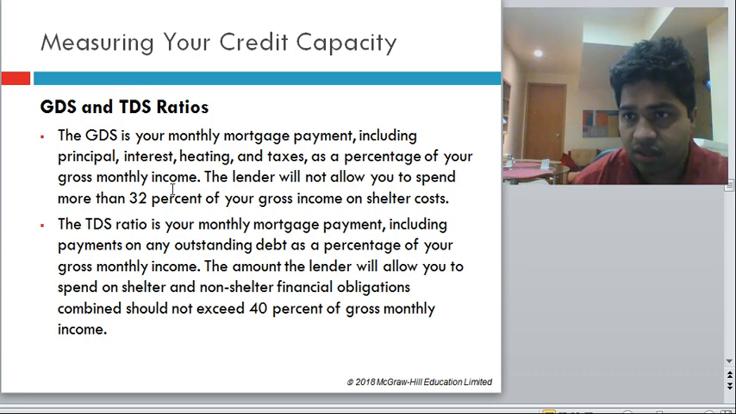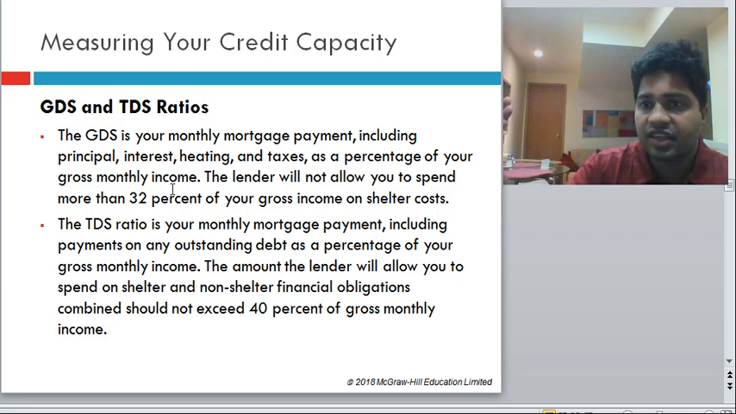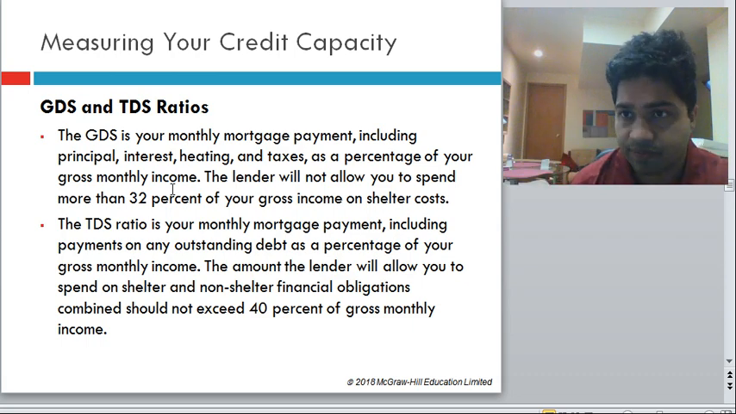Now, banks use a criterion that this should not be more than 32% of your gross income. So let's say I'm applying for a loan that is going to have my monthly payment as $1,500. That $1,500 includes interest and principal, plus the heating I pay on that house, plus any other fees, as well as taxes on that house, divided by my monthly salary. Let's say my gross pay is $5,000. So 1,500 plus all of that divided by 5,000 should not be more than 32%.